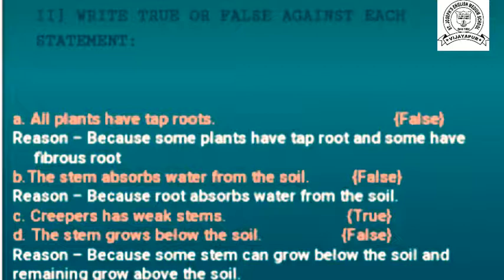So children, you write these true or false answers in your textbook first. Then you can see, write and read also. So children, now I read the next one.